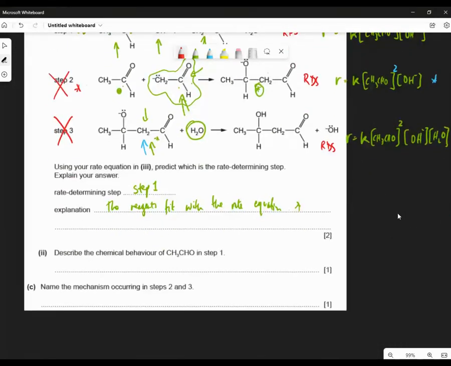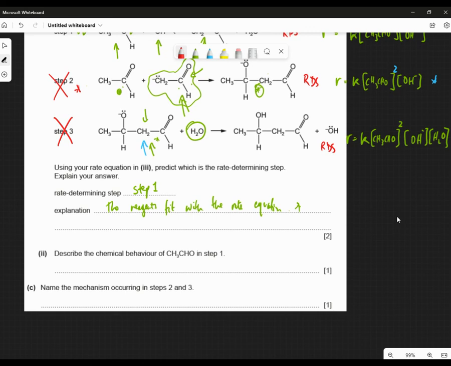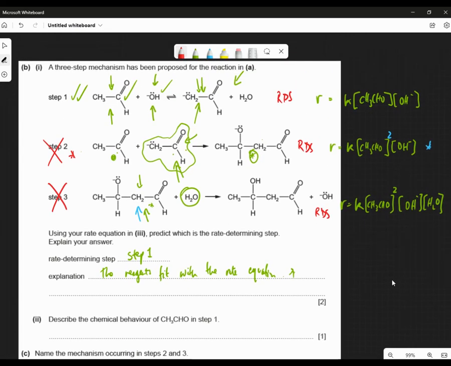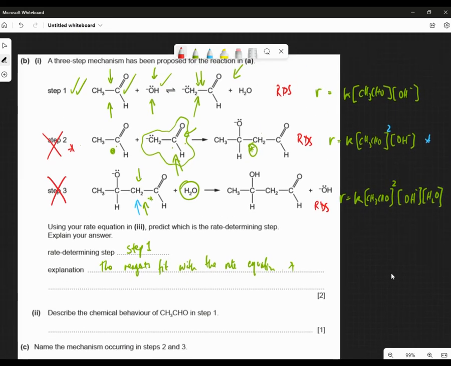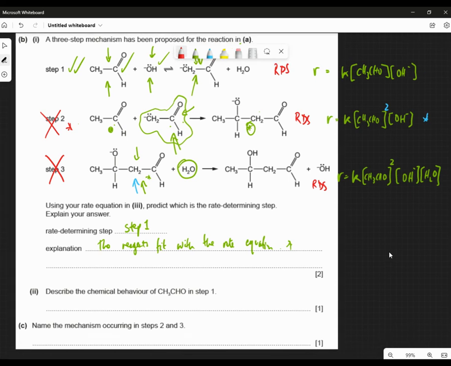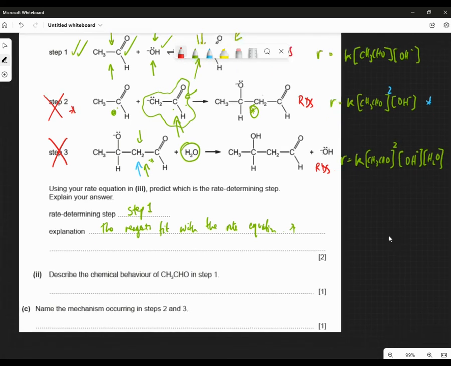Describe the chemical behavior of CH3CHO in step 1. CH3CHO in step 1 is, well, it's attacking the negativeness, so it's acting as an electrophile, isn't it? All right. So I think that's what we want now. It's because it's attacking my OH minus. That's negative, so it's attacking there.